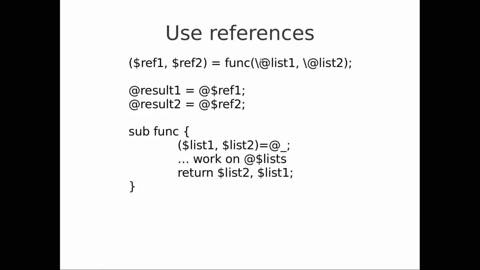So here we have two lists. We pass the references to the function, they become scalars. Remember, when we take a reference to a list, it's a scalar. We do some work on these lists, they get returned as two scalars, and if we wish, we can dereference them back to arrays to process them.